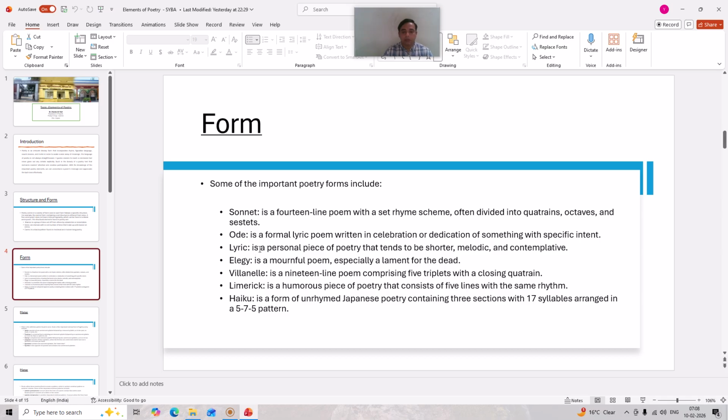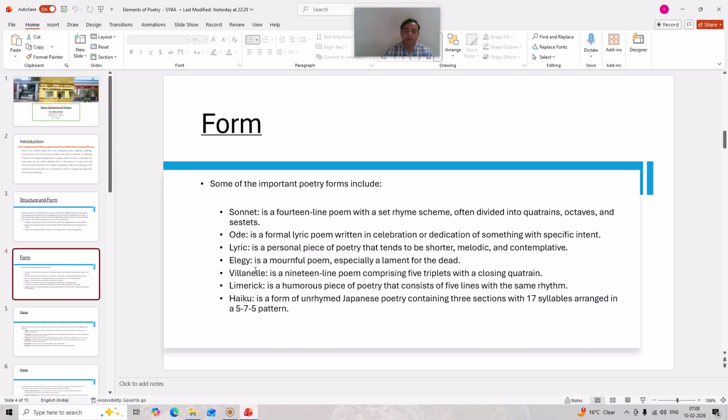If the poem is a shorter, contemplative, and melodic piece, then it is a lyric. This is how we understand. When a poem is mournful and is in the form of a lament for the dead, we can easily identify that it is an elegy.